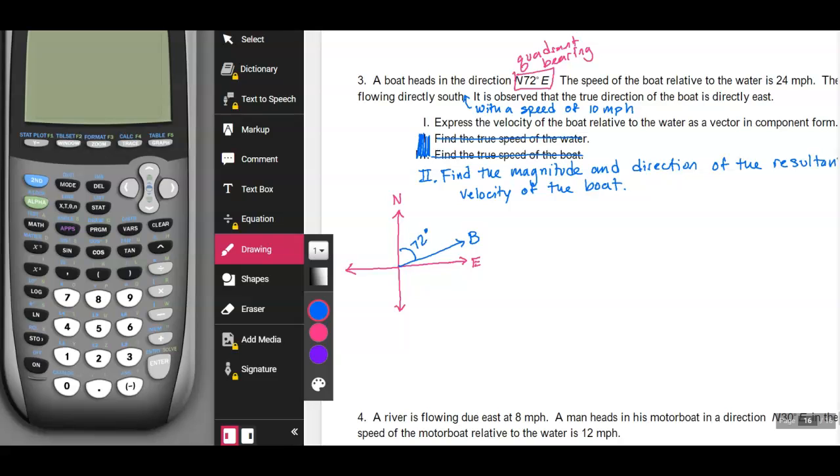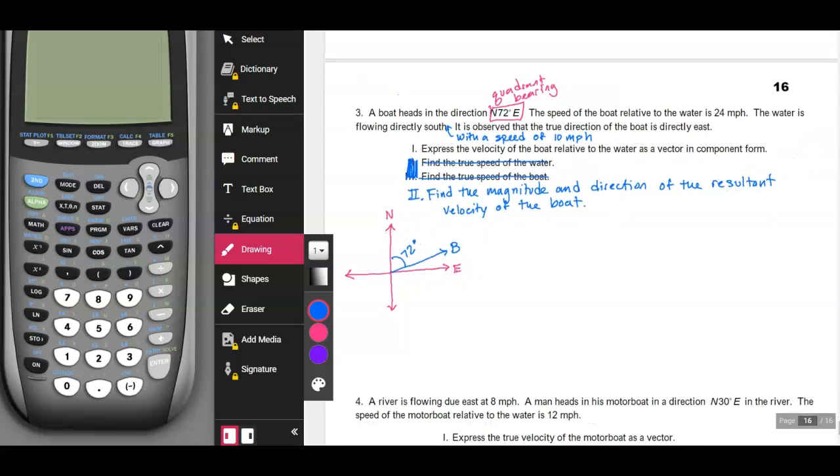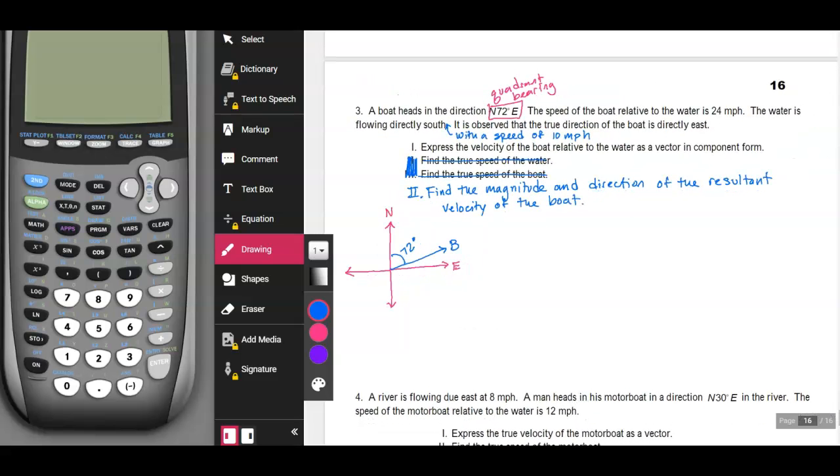Then we actually have a second vector. We have the water vector. So here it says the water's flowing directly south. Let's do purple. Directly south, meaning it actually is laying along the y-axis.